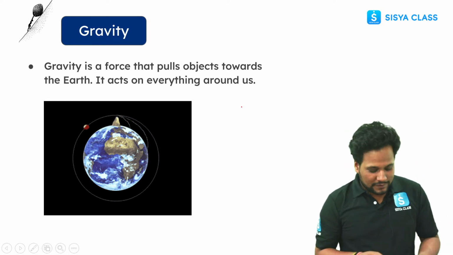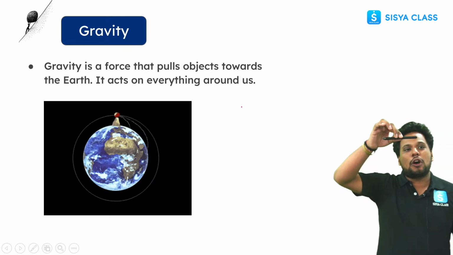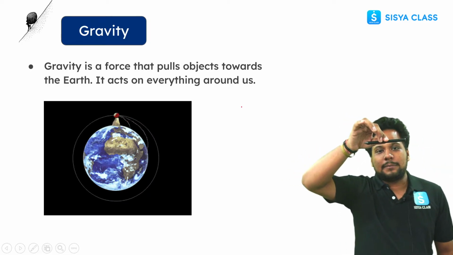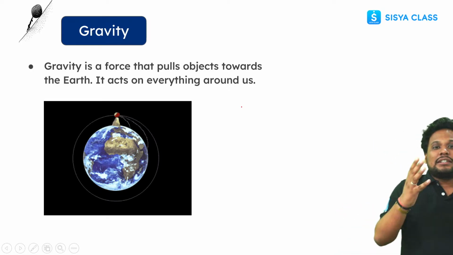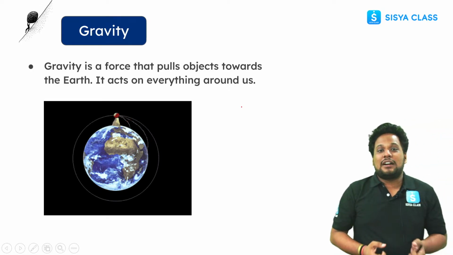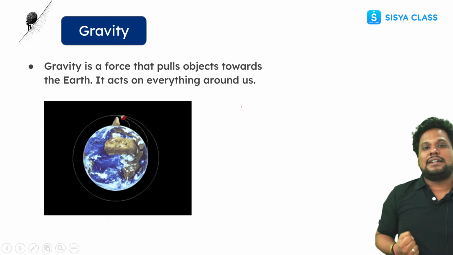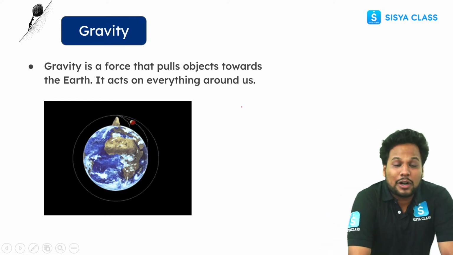Let's suppose I am going to drop this pen, what is going to happen? Tell me what is going to happen. It will fall, right? Why? Because the Earth is exerting a force, and the Earth is pulling these objects towards its center. So this is what we call gravity.